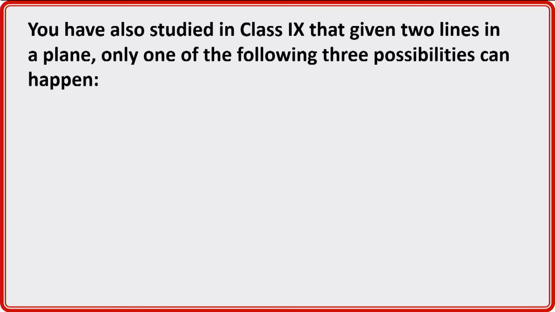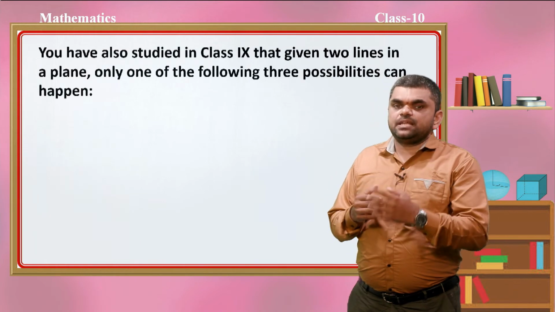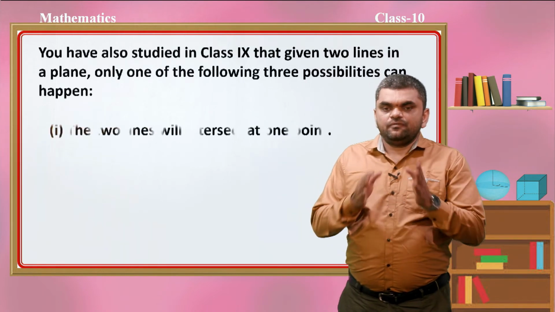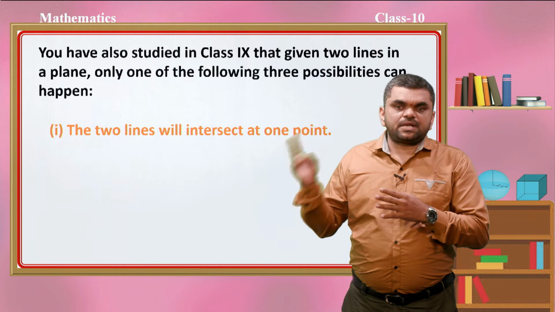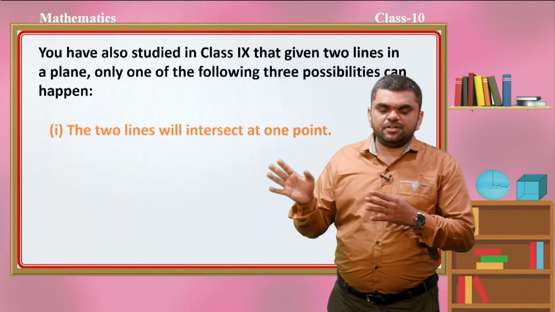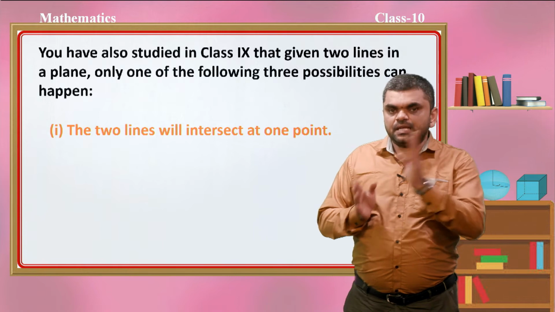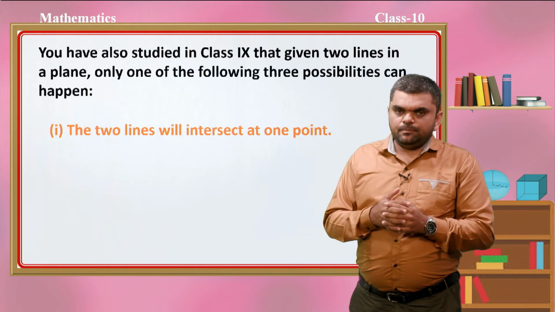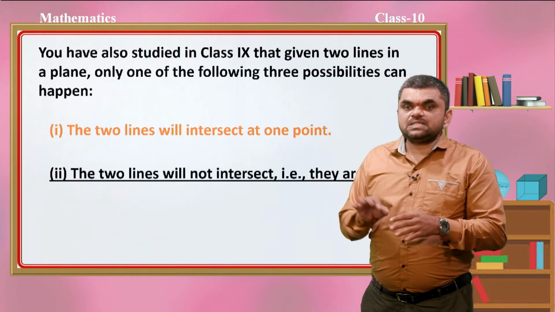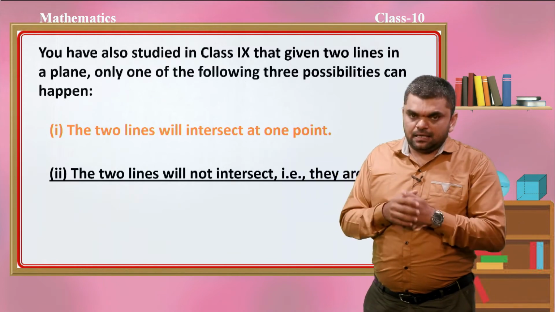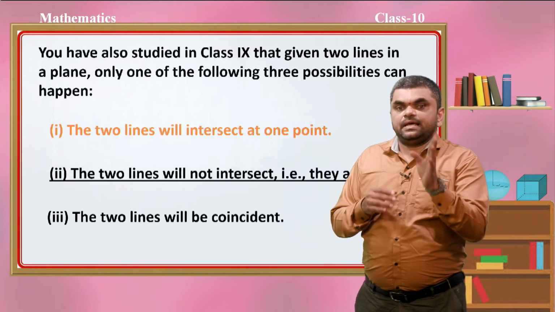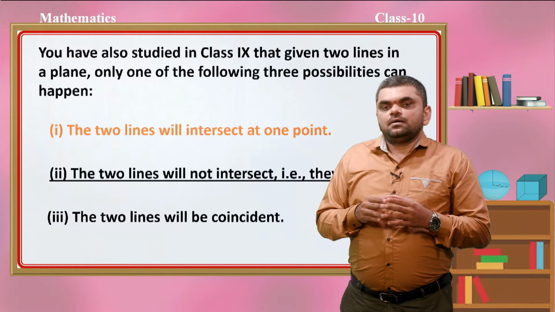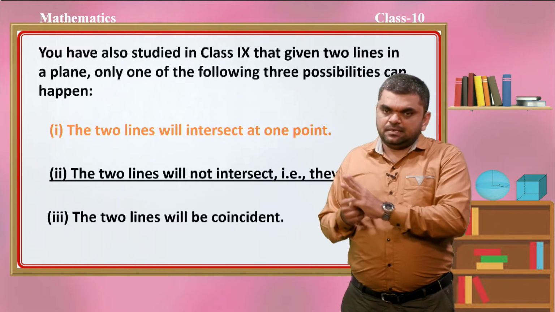You have also studied in class 9 that for 2 given lines in a plane, there are 3 possibilities when we plot the equations for 2 straight lines. One possibility, the 2 lines will intersect at a single point. Second, the 2 lines will not intersect, that is, they are parallel. The other one, the 2 straight lines will coincide with one another. These are the 3 possibilities here, children.